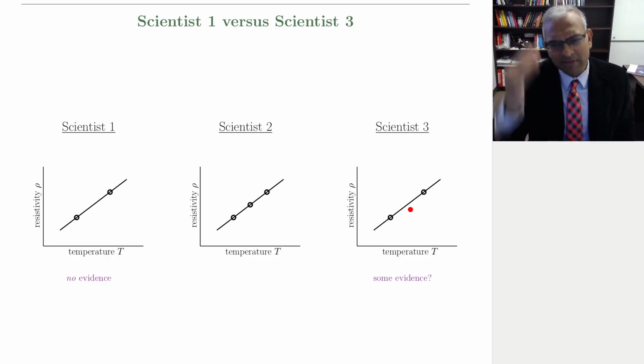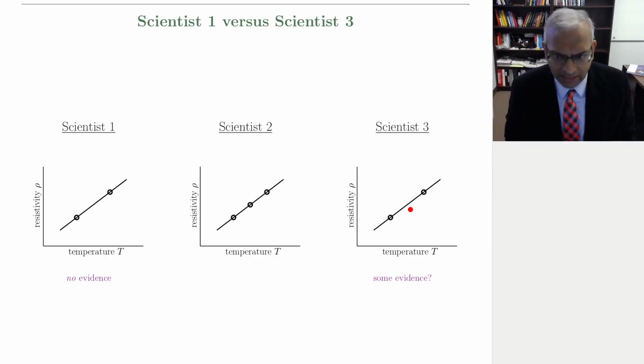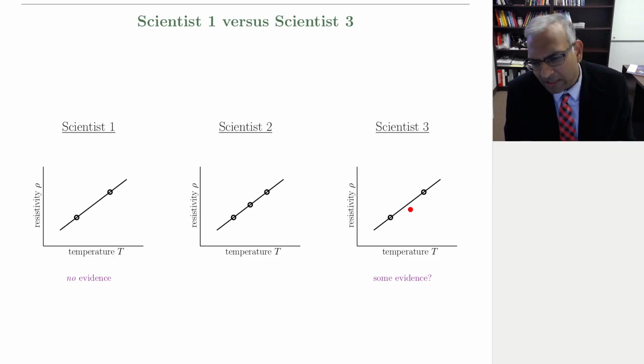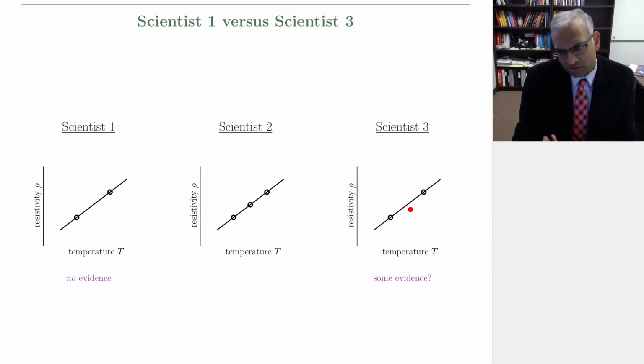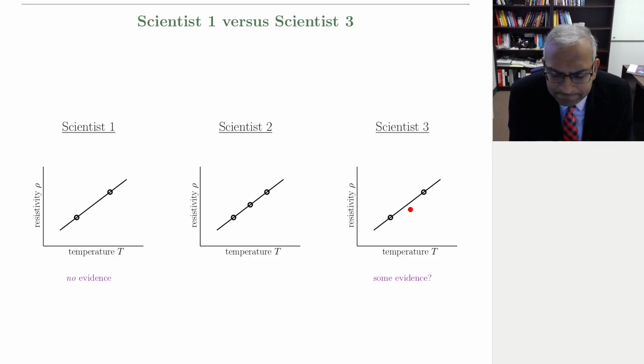Okay, now let's compare scientist 1 with scientist 3. So we all agree maybe that scientist 2 has just given us golden data, golden evidence for this theory. But now let's consider scientist 1 versus scientist 3. Well, we might argue as follows. Scientist 3 has said the theory is wrong, although if we allow noise, some evidence. What about scientist 1? Okay, that's the interesting guy.